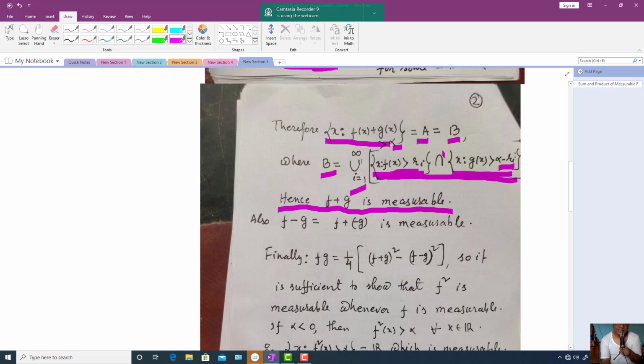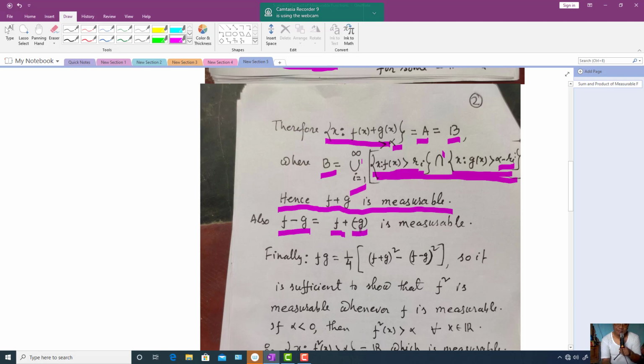So what is the conclusion? You have a measurable function f, you have another measurable function g, and their sum is a new function, and that is also measurable. So next, let us see what about the difference f minus g. It can be written in this form: f plus minus g. In lecture 5 we talked about multiplication of a measurable function by a constant being measurable. g is measurable. g multiplied by minus 1, which is a constant, is also measurable, which means minus g is measurable.